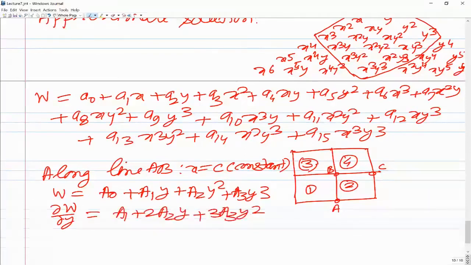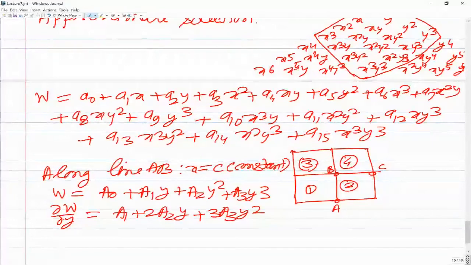And those values are the same for elements 1 and 2. So we will get the same set of constants a0, a1, a2, a3 from element 1 as well as element 2. Therefore we will get the same variation of w and del w by del y, whether we move along line AB in element 1 or along line AB in element 2. So that means these will be continuous across elements 1 and 2.